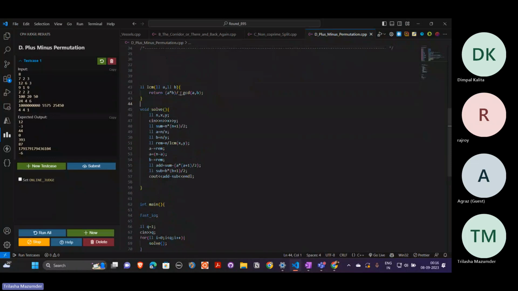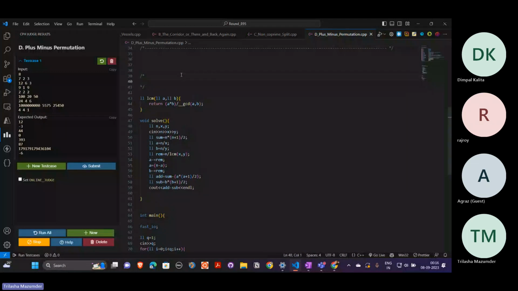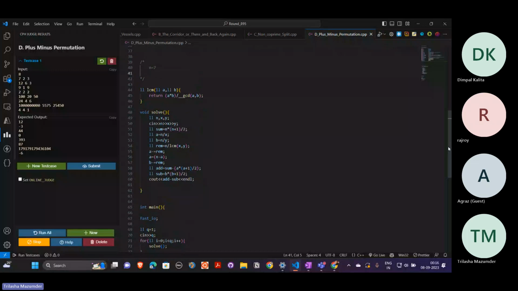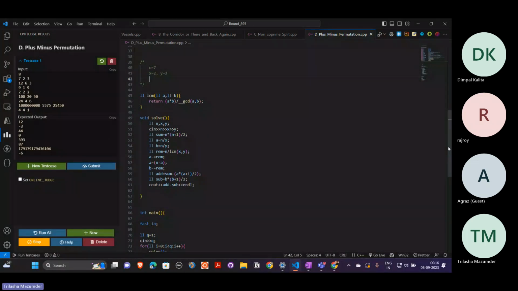So how can we maximize the score if we just make an observation? Considering my n is equal to 7, just looking at the general thing, suppose x is equal to 2 and it's given that y is equal to 3. These are the two variables that are given to us, and n is equal to 7. Suppose these are the constants which are given to us.